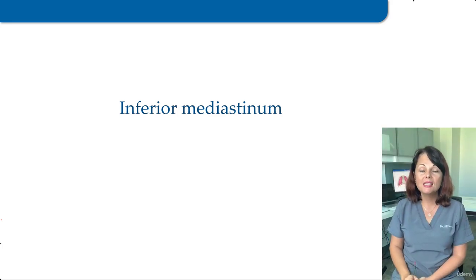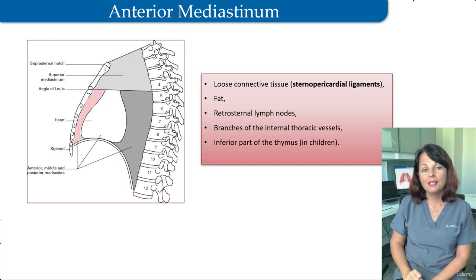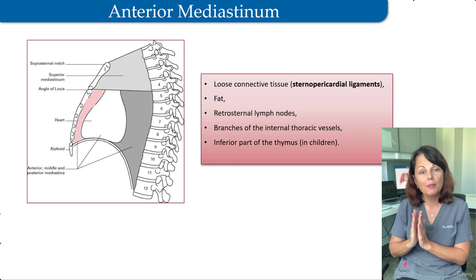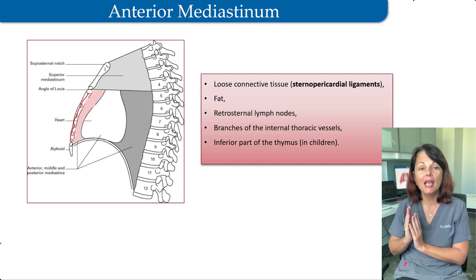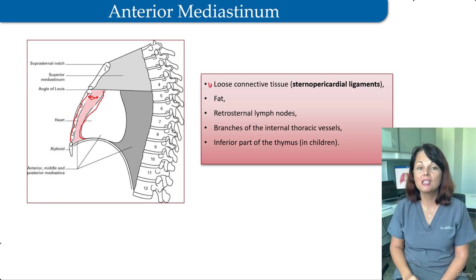Inferior mediastinum is subdivided into anterior, middle, and posterior compartments. The anterior compartment is the smallest part of the mediastinum. It's just a thin cleft-like space between the body of the sternum and the transversus thoracic muscles anteriorly and the pericardium posteriorly. This space is filled with loose connective tissue, referred to by some authors as sternopericardial ligament, a little bit of fat, a few lymph nodes, and the branches of the internal thoracic vessels.